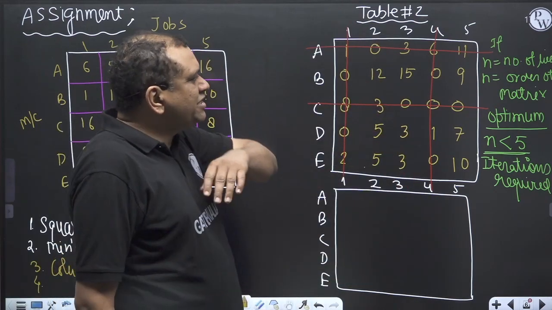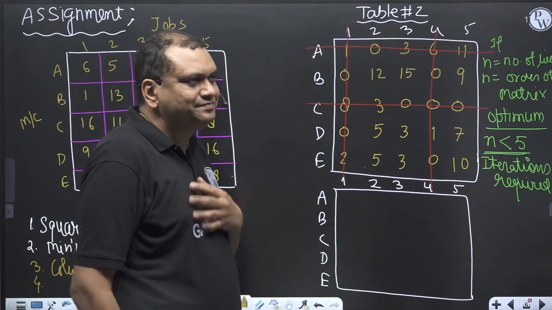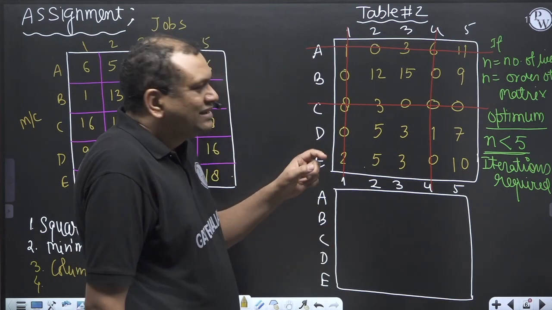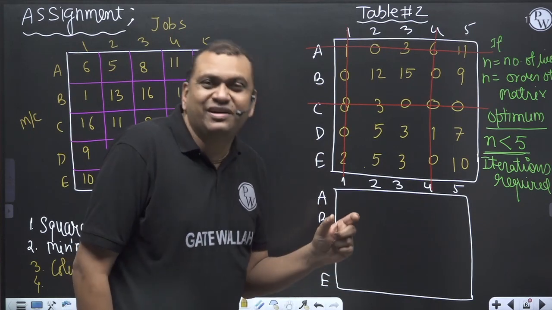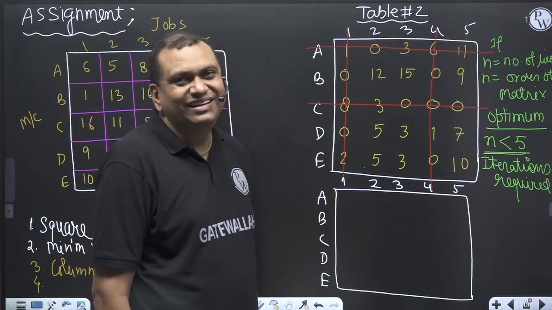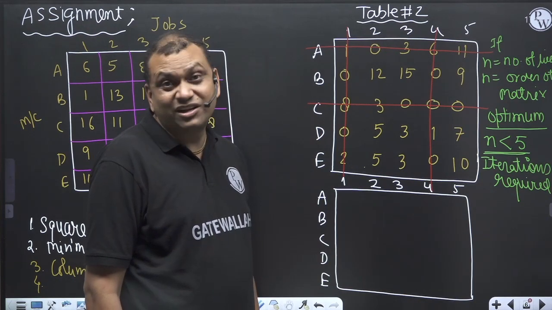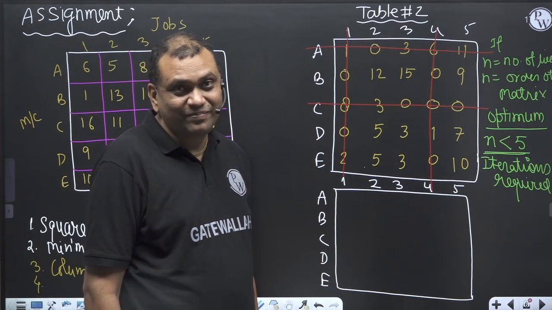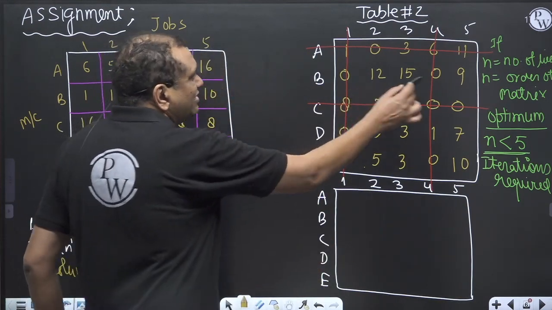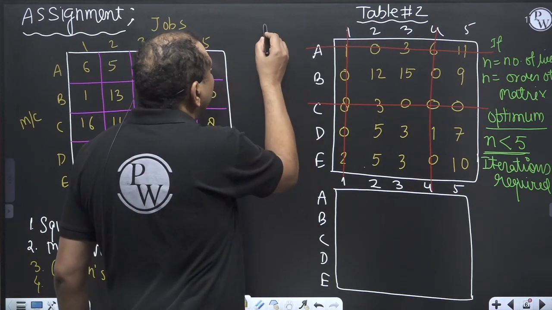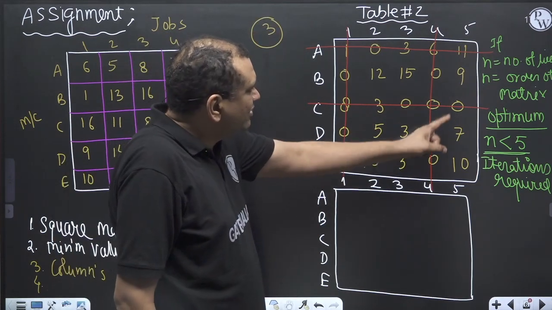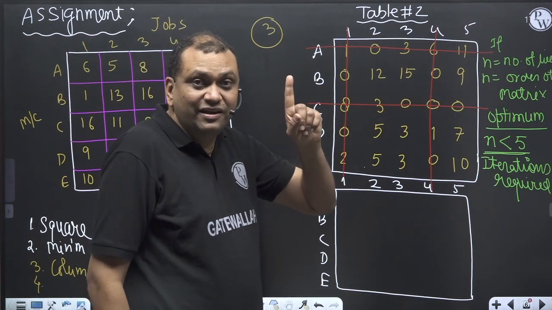So now for the next iteration, what will we do? Here, carefully. Select the minimum number not covered by the lines. So see, it's a 3. 3 is the minimum number not covered by the lines. Correct?